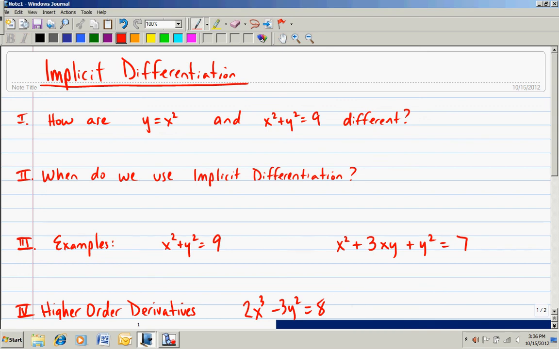This video for AP Calculus is on implicit differentiation. So the first question that I'd like us to consider here is, how are y equals x squared and x squared plus y squared equals 9 different?